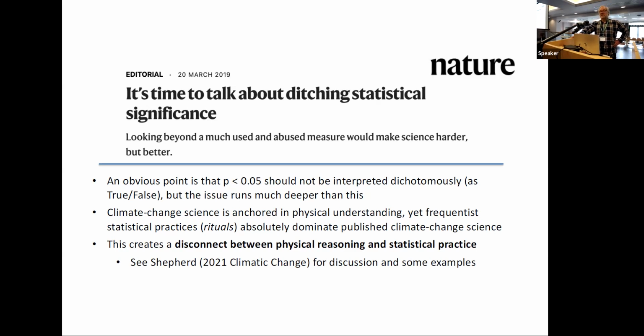And I can give you lots and lots of ideas about this, but they're absolutely leading lights in the whole field. It's not just people that aren't trained, it's the most famous scientists in the world, including IPCC for that matter. This creates a disconnect between the physical reasoning and statistical practice.